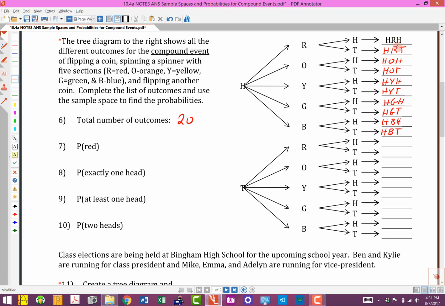So we've got 2 of them there, and then you want to count up how many there are down here, and you'll put that out of 20. Okay, same thing here with exactly 1 head, or at least 2 heads or something like that. Okay, so that's the idea with 6 through 10.